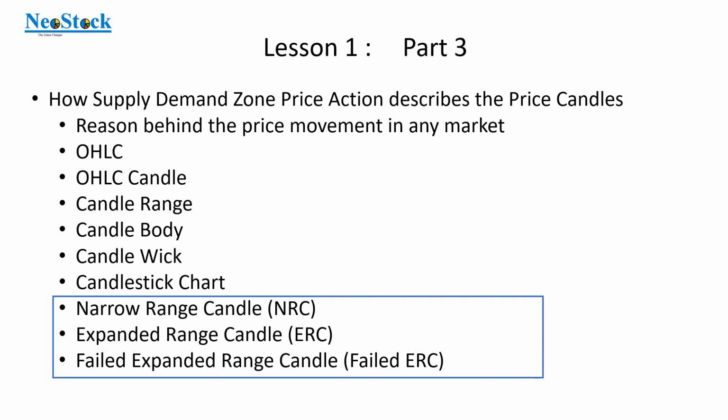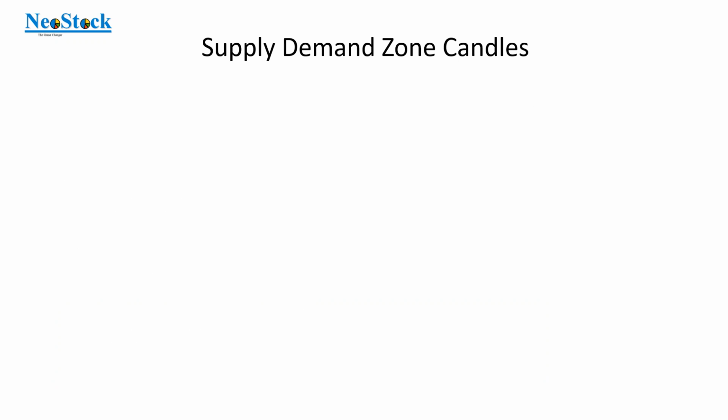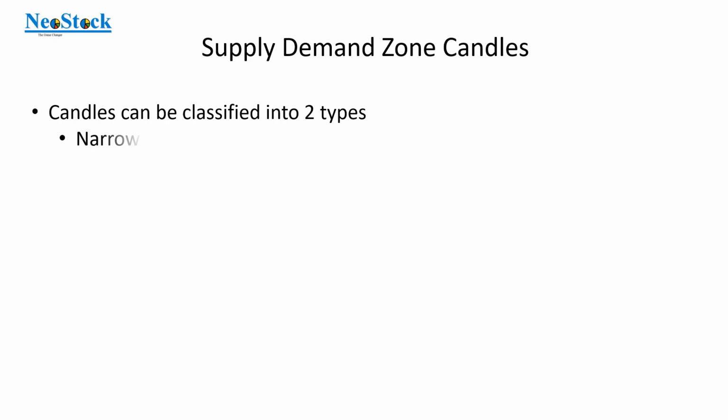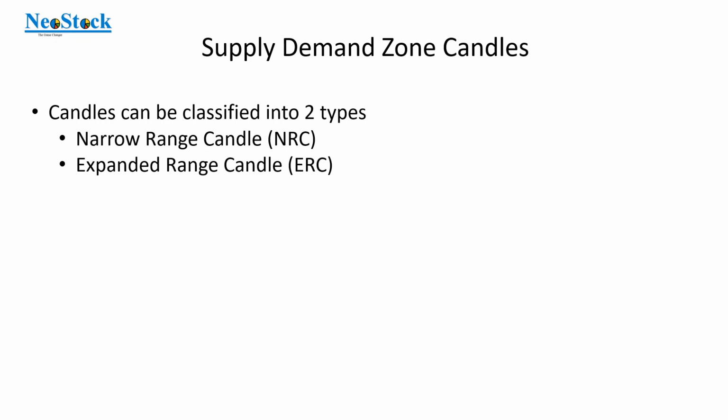In this lesson, we will discuss supply demand zone specific candles. Candles can be classified into two types as per supply demand zone price action theory. The first type is narrow range candles, in short NRC candle. And the second type of the candle is expanded range candle, in short ERC candle.